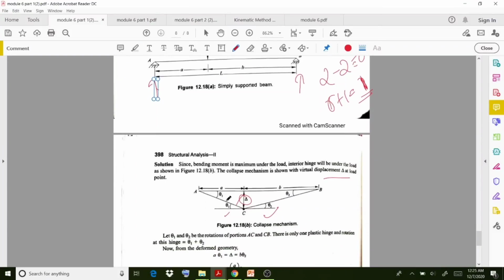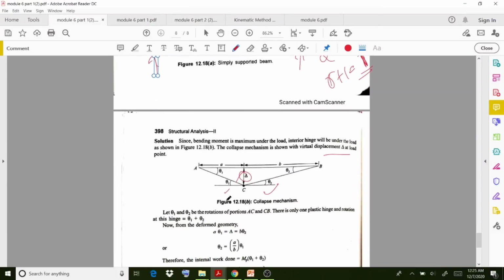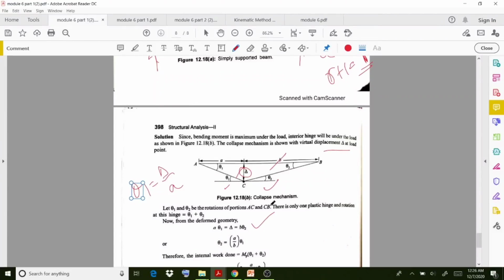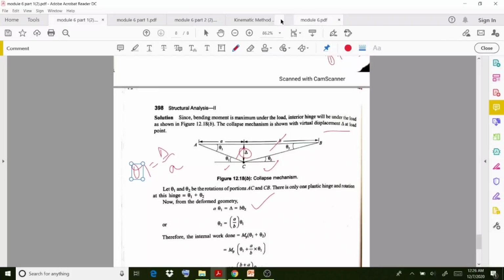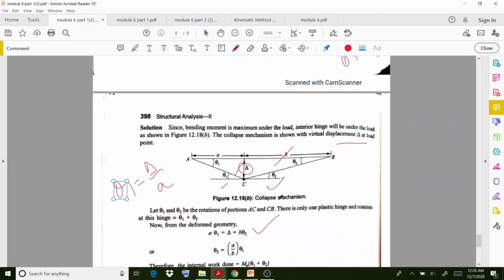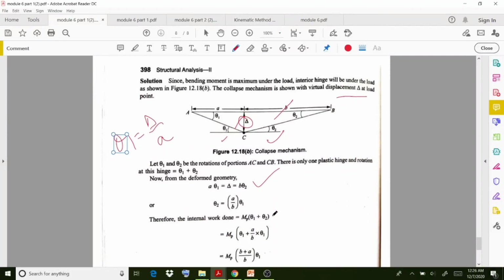If you consider the geometry of this triangle, theta 1 equals the opposite side by the adjacent side, so you get a theta 1 equal to delta, and similarly b theta 2 equals delta. Then you can write the equation in this way: theta 2 equals a by b theta 1.